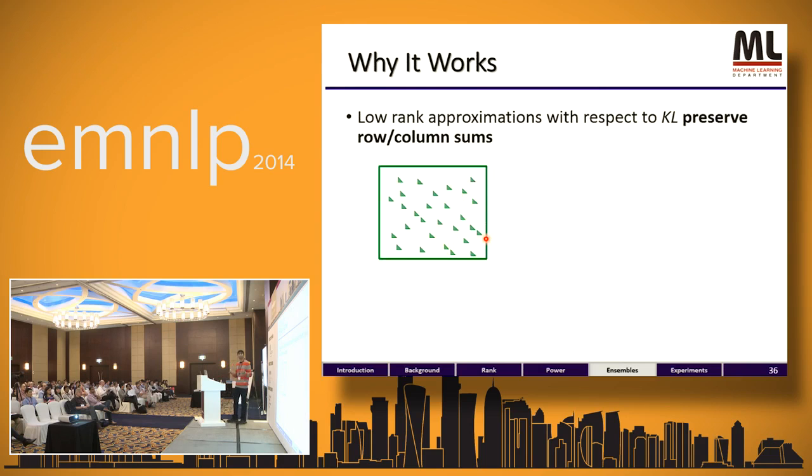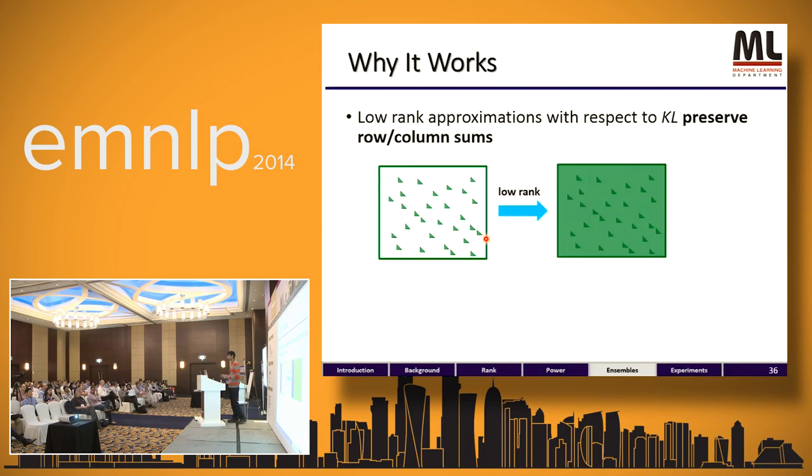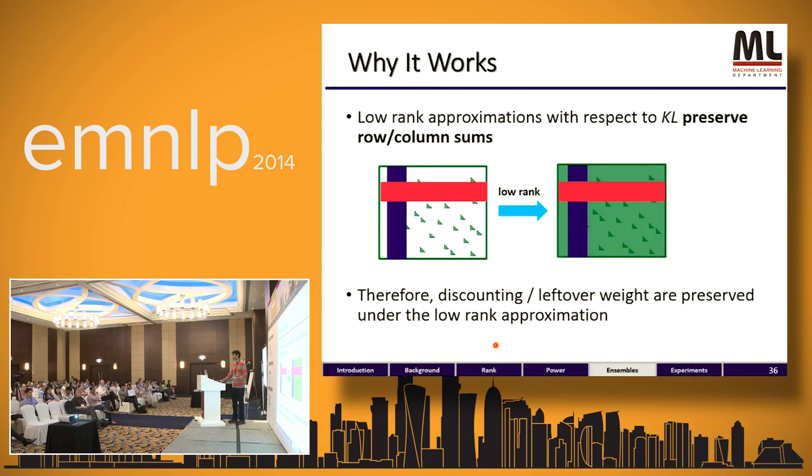The one slight intuition of why this works is that low rank approximations with respect to KL preserve row and column sums. So here, if I discounted this matrix and it has a particular column sum less than 1, the low rank approximation will have the same column sum under KL divergence. This isn't true under other norms, but it is true under KL. And same thing with the rows. And so the discounting and the leftover weights and things like that are all preserved under the low rank approximation.